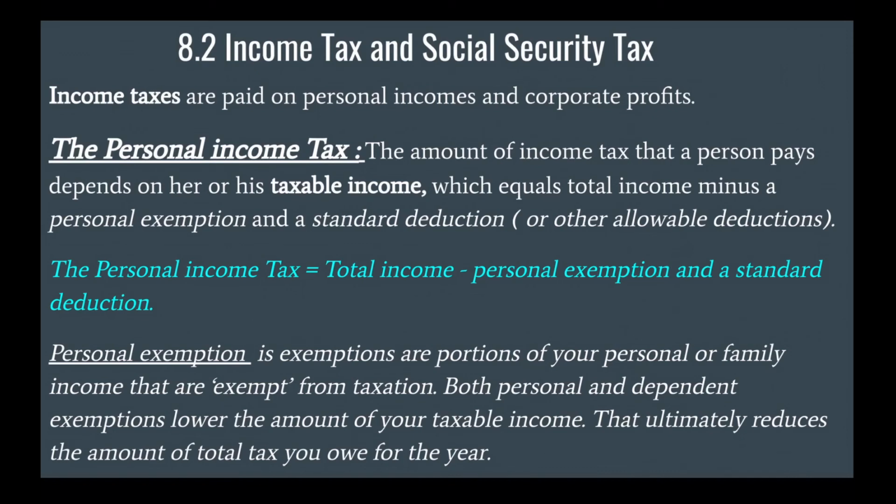The personal income tax equals total income minus personal exemption and a standard deduction. Personal exemption is the portion of your personal or family income that is exempt from taxation. Both dependent and personal exemptions lower the amount of your taxable income and ultimately reduce the amount of total tax you owe for the year.